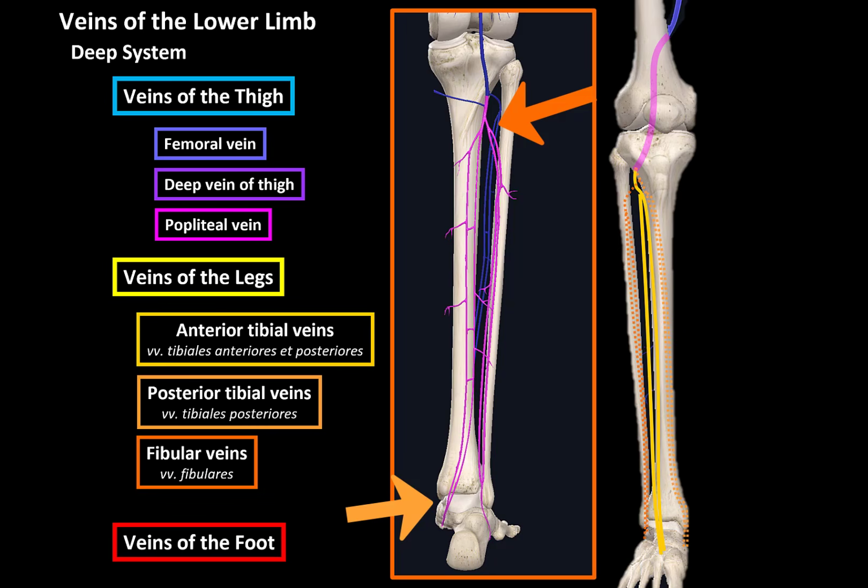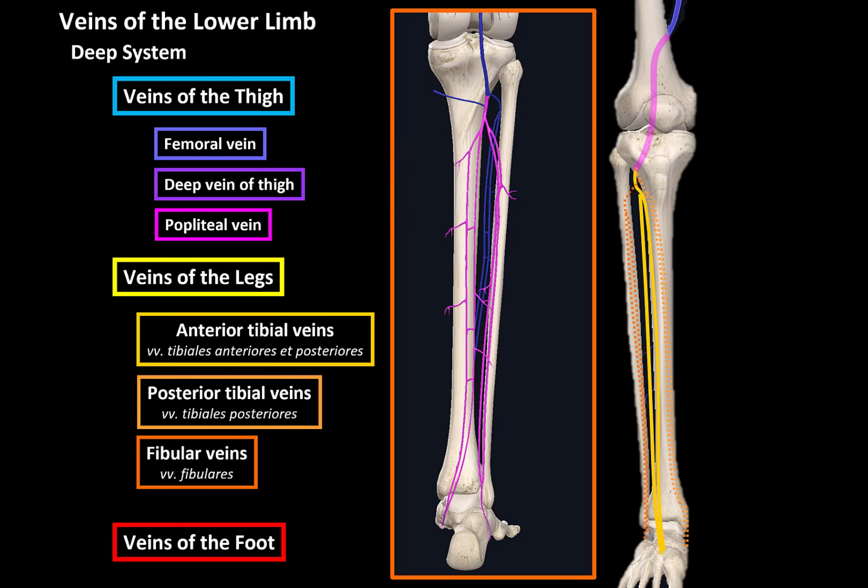So to review, the posterior tibial vein lies posterior to the medial malleolus in the ankle, and then it ascends. The fibular vein lies posterior to the lateral malleolus in the ankle, and then it ascends to empty into the posterior tibial vein. So these two are posterior. The anterior tibial vein lies on the anterior side. It originates and receives blood from the dorsal venous arch on the back of the foot, or the dorsum of the foot, and then it ascends to empty into the popliteal vein.